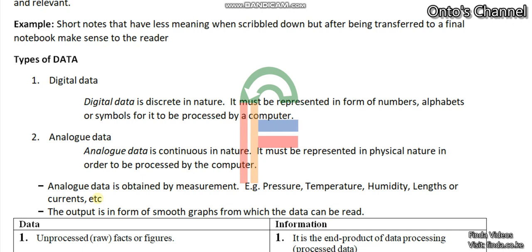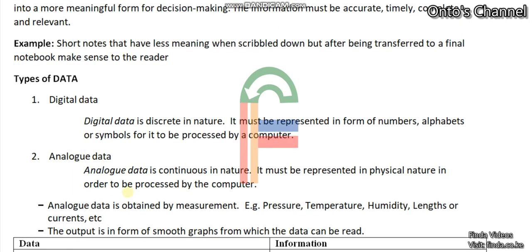And analog data is continuous in nature; it must be represented in physical form in order to be processed by the computer. Analog data is obtained by measurement, e.g. pressure, temperature, humidity, length, or current. The output is in the form of smooth graphs from which the data can be read.